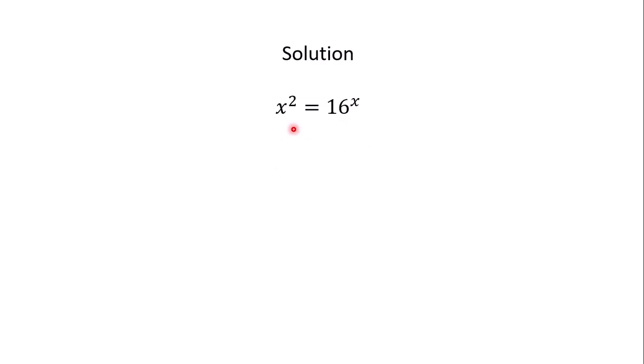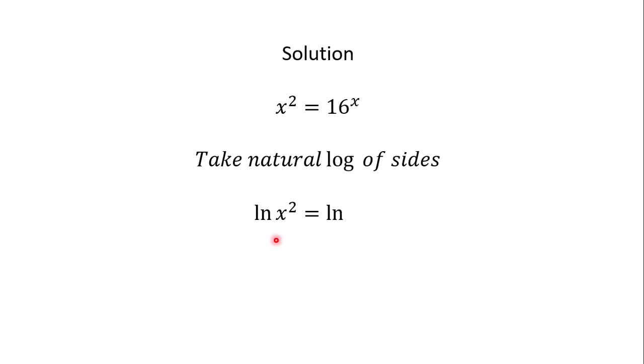All right, so let's take natural log of both sides. So let me write that one for you. The short form of natural log is ln. You can say ln or natural log. So natural log of x squared is equal to natural log of 16 raised to the power x. And we all know from the laws of logarithm, this 2 can be written at the front here, and this x here can also be written at the front, right? That's what we are going to do next.